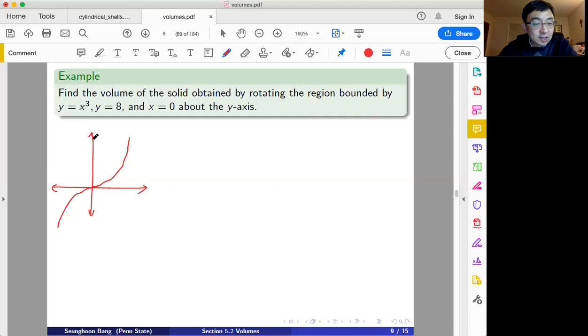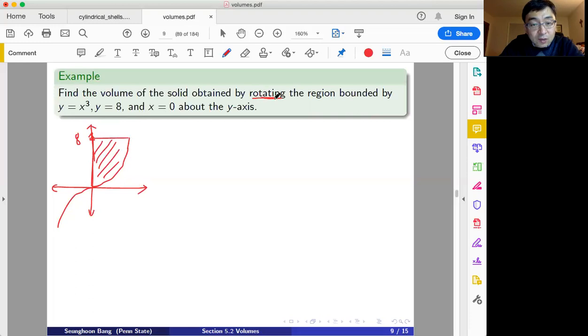y equals 8 is here, at 8. You have to cut at y equals 8. And x equals 0 is exactly the same as the y-axis. So we have this region. You need to find this kind of region.